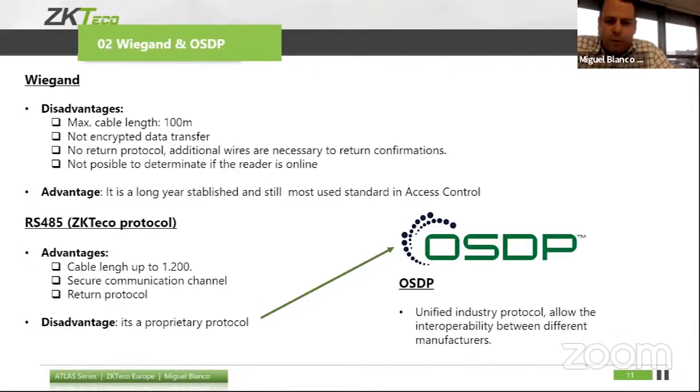We don't have a return protocol. It means that we are not able to give a return answer, if it's necessary, about whether a card was accepted or denied. We are not able to do it with WIEGAND. We need to add some additional cables. And it's also not possible to determine if a reader is online or not.